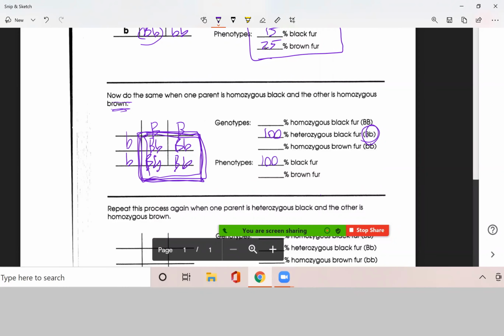Because the dominant trait overshadows that recessive trait. So they all look black with my eyes, but they do carry that recessive trait, right? Good job. You guys are experts. Make sense? So you just have the last one to do by yourself.